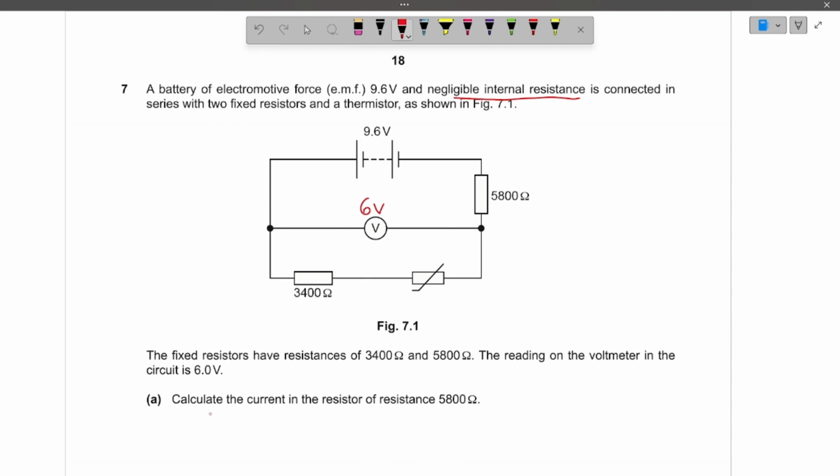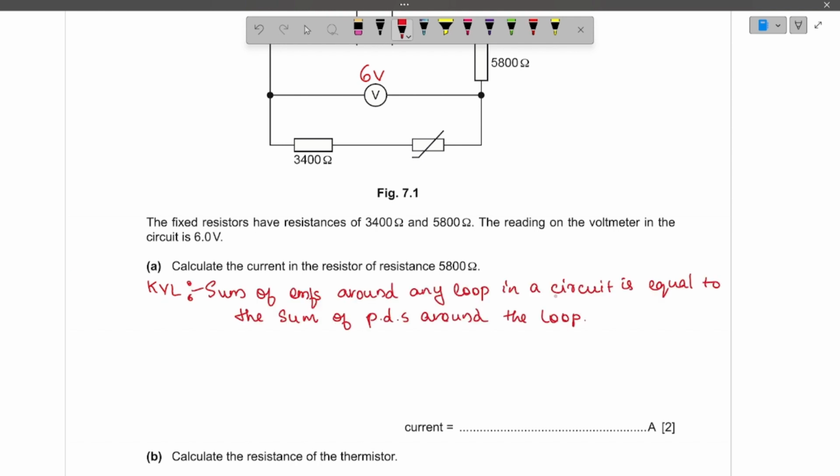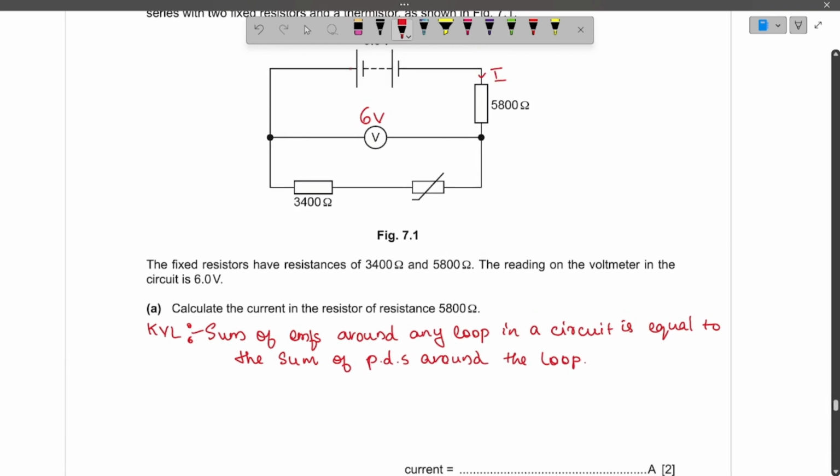The A part is calculate the current in the resistor of resistance 5800 ohms. So the current passing on this resistor, this is what you need to find out. So for finding that, you can use the KVL, which means that the sum of EMFs around any loop in a circuit is equal to the sum of potential differences around the loop. So which loop do you need to consider? We can consider this loop, the first loop.